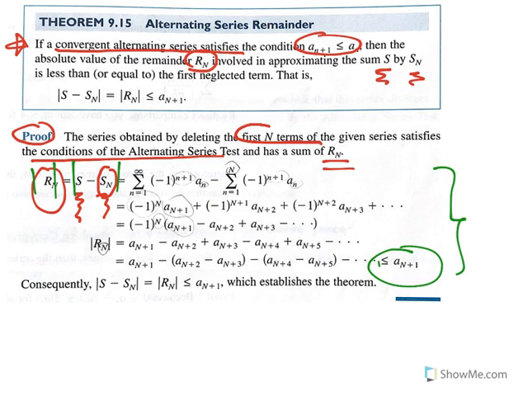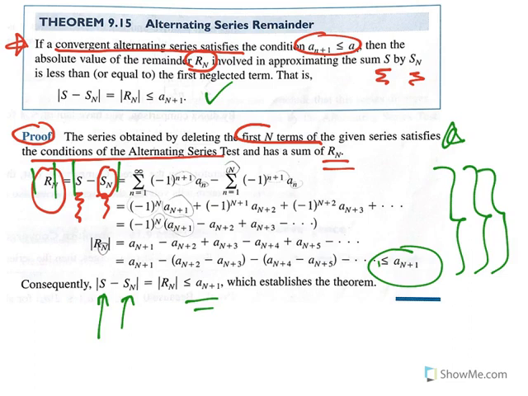And the conclusion would be, consequently, the absolute value of the difference between the infinite sum and the nth partial sum has to be less than or equal to the first neglected term, which would establish the theorem. And again, the very first sentence is key for you to make sense of what's being shown here.